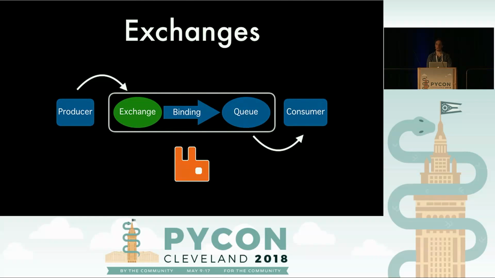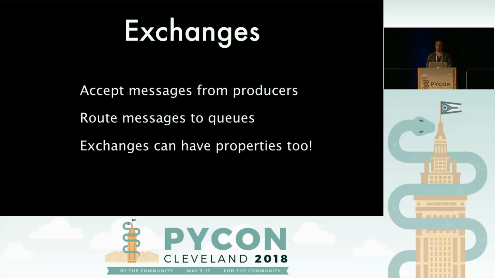The next building block that I'd like to discuss is an exchange. Exchanges are objects that accept messages from producers and then route those messages to the appropriate queues. In RabbitMQ, it is important to note that producers do not directly send messages to queues. Instead, exchanges are responsible for routing messages to the appropriate queues, and producers then send those messages to exchanges. Like queues, exchanges can also have properties like durability, exclusivity, and auto-deletability.